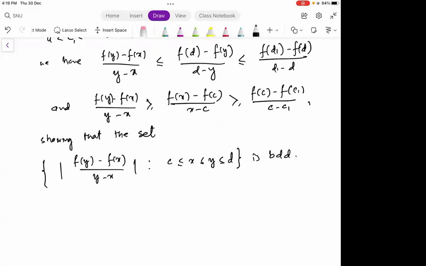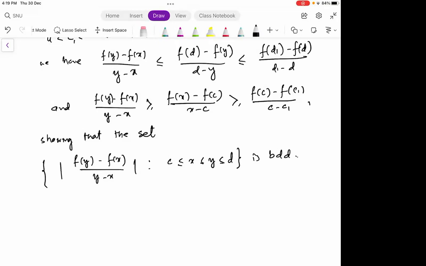Okay. I mean, given x and y, you will choose first c, d such that c less than x less than y less than d, and then you put c1 between a and c, and d1 between d and b, and so on. This can always be done. Okay.